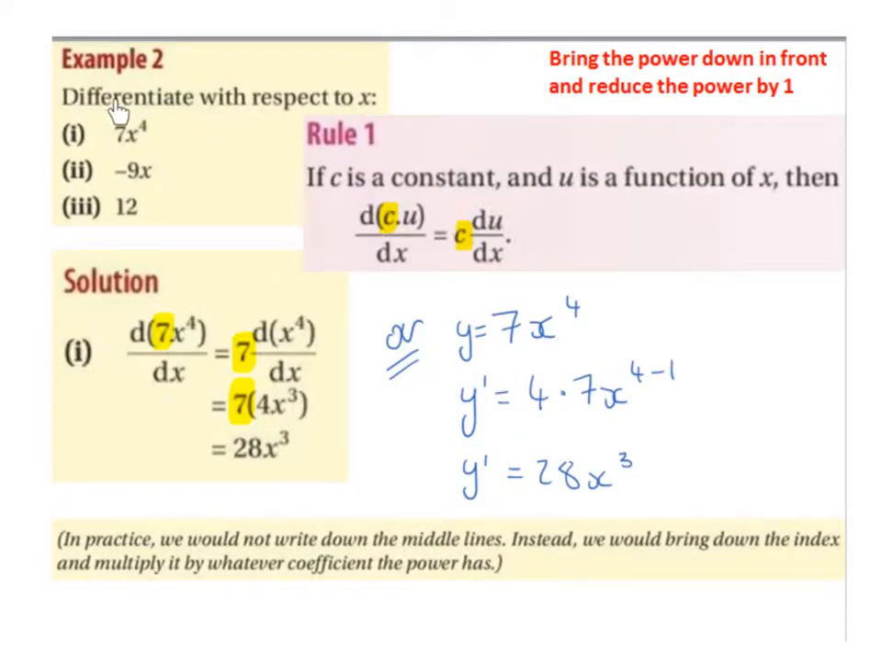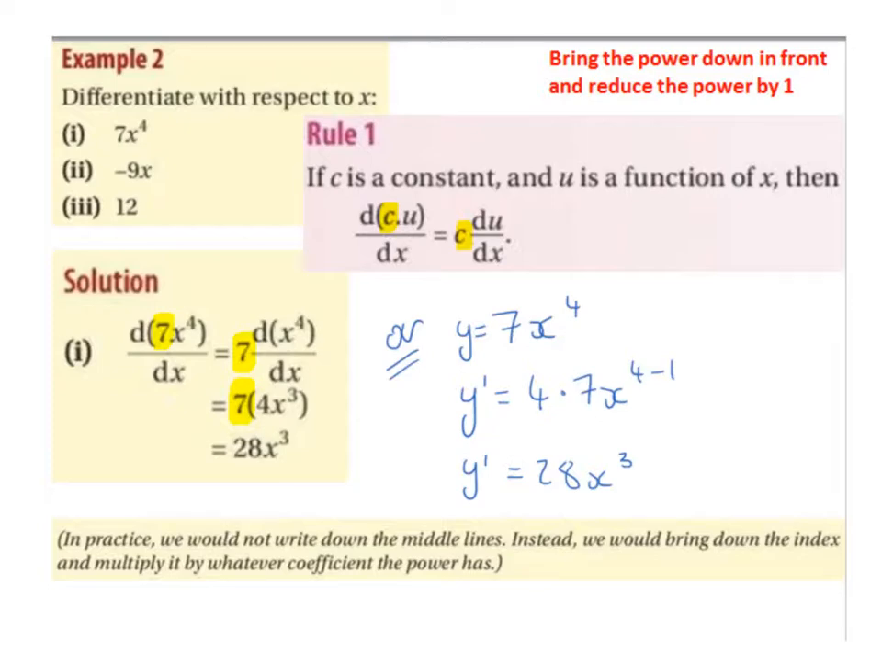Example 2, differentiate with respect to x. So 7x to the power of 4. So we can use rule 1 again. So we bring the 7, which is the constant, in front. We differentiate the x, so x to the power of 4 gives us 4x to the power of 3. And then we multiply 7 by 4 is 28. So we get 28x cubed.